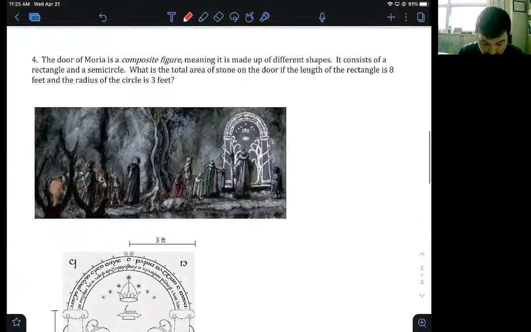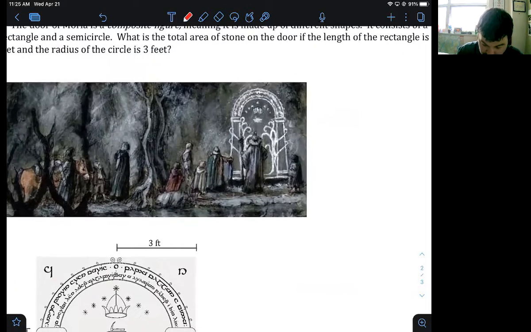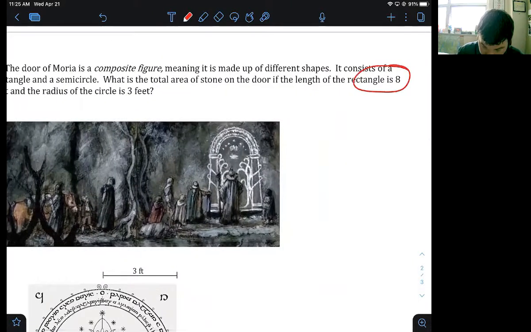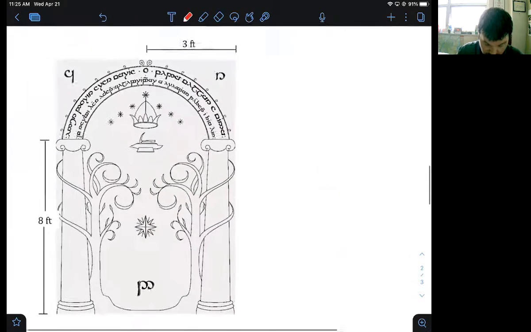On the back side, you have one problem. This is the Door of Moria. We might be to this part in the movie, depends on where you are, but it is a composite figure, which means it's made up of different shapes. It consists of a rectangle and a semicircle, and it wants to know what the total area of the stone door is. If the length of the rectangle is 8 feet and the radius is 3 feet, those measurements are given to you right here.